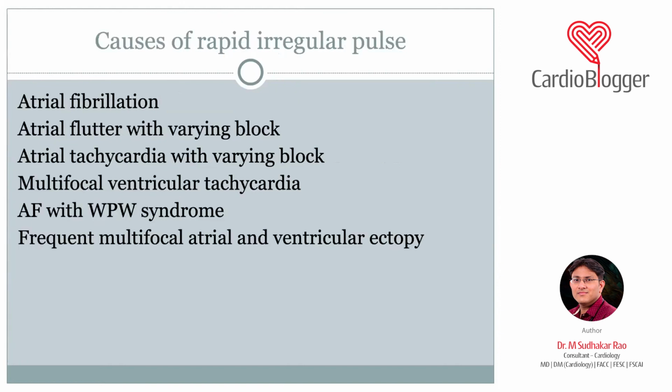Again, I discussed irregular pulse: fibrillation, flutter with varying block, and sometimes atrial tachycardia with varying block, multifocal atrial tachycardia, and rarely AF with WPW. We should not get into this because it's a different thing. So for clinical purposes, remember the first four causes, which is more than enough.